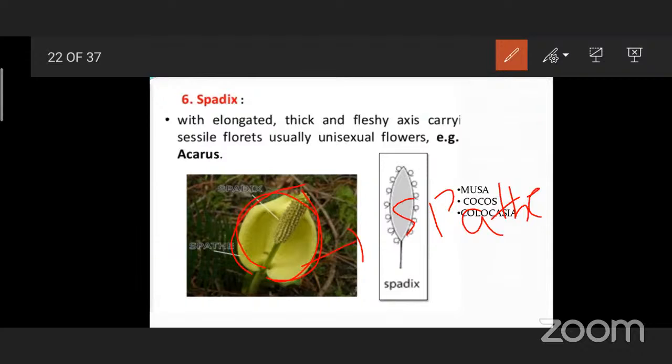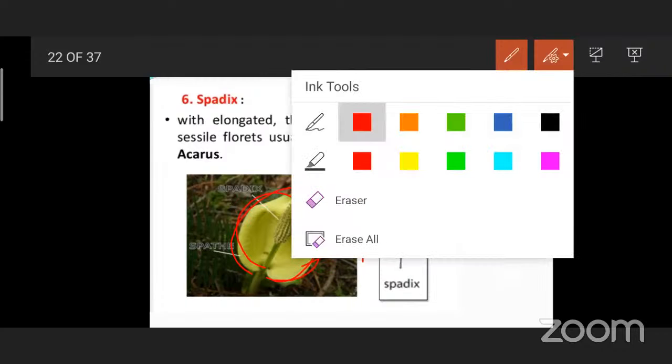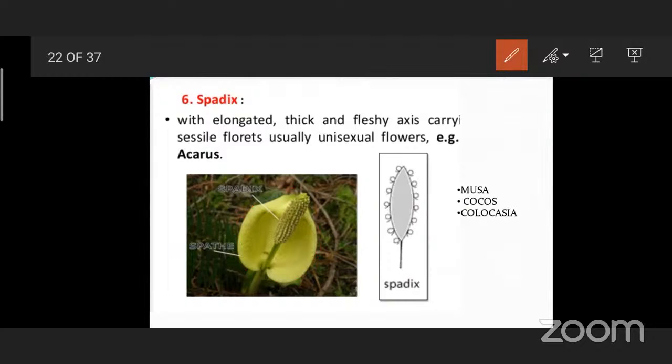Okay, this is the spadix. Such type of inflorescence is known as spadix inflorescence. The flowers borne directly from the stem or peduncle, and there is a lack of petiole or pedicel. These are known as sessile flowers. What do you mean by sessile flowers? Without stalk are called sessile flowers. Another example is Echinus.